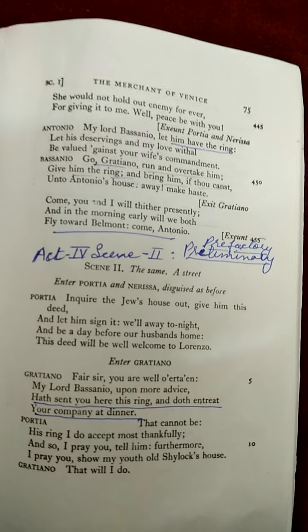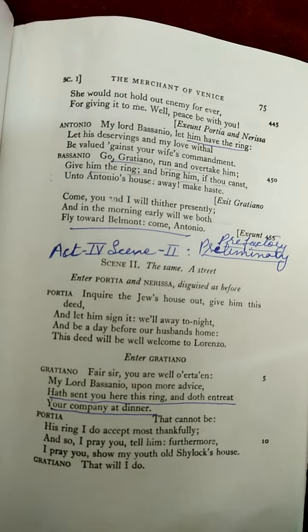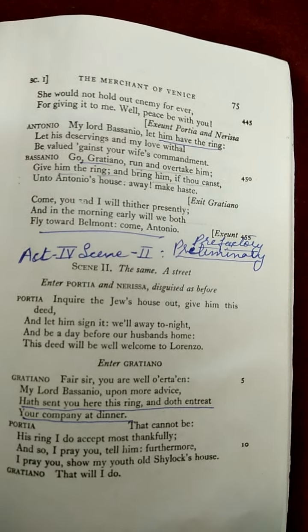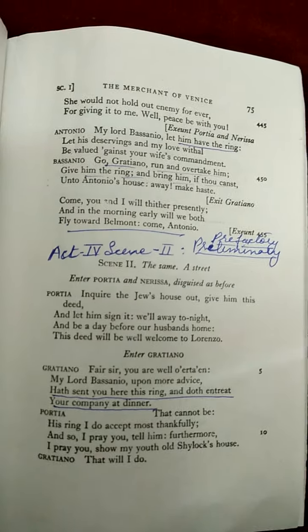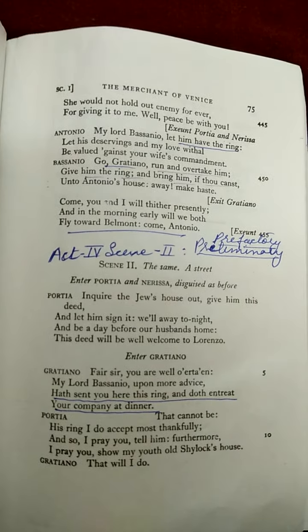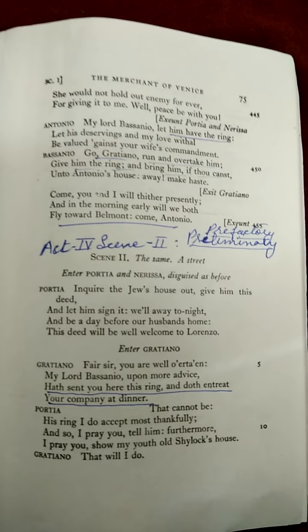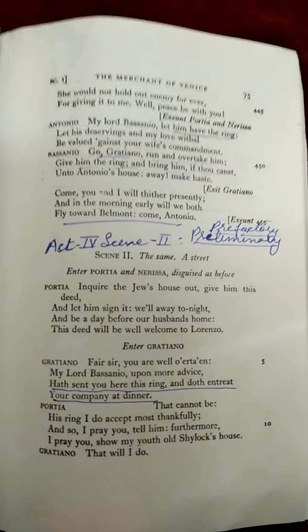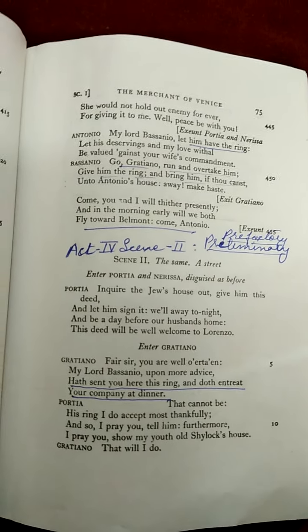Now, what is the reason behind it? Because she is having that legal document. Do you remember that? As in the trial scene, it has to be signed by Shylock about the property, which is confiscated, and half is confiscated by the state, and all that we have already discussed in much detail.